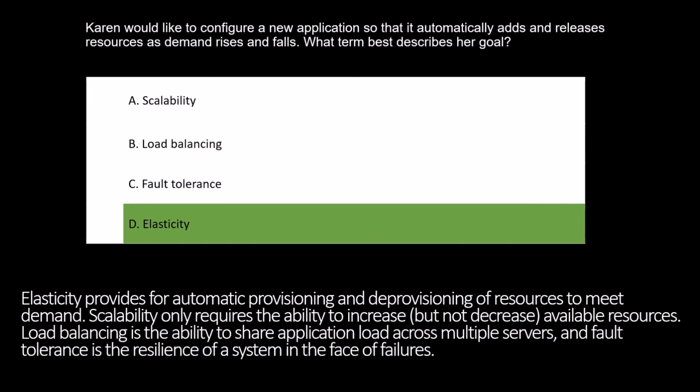All right, so the answer is indeed elasticity, which provides automatic provisioning and deprovisioning of resources to meet the demand as it goes up and down. And it also explains why the others are not the options.